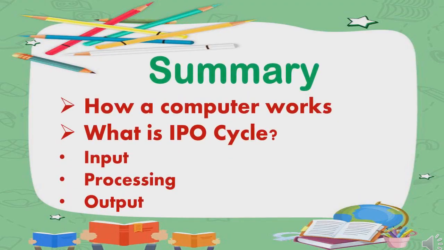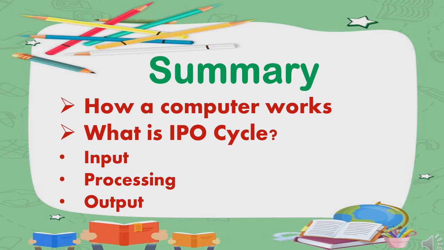I hope that you all have understood our today's lesson. Let's summarize it once again. How a computer works. A computer works through IPO cycle. What is IPO cycle? I stands for input, P stands for processing, and O stands for output. What is input? The data and instructions which a computer gets is called input. The computer gets instructions through input devices like a keyboard or mouse.